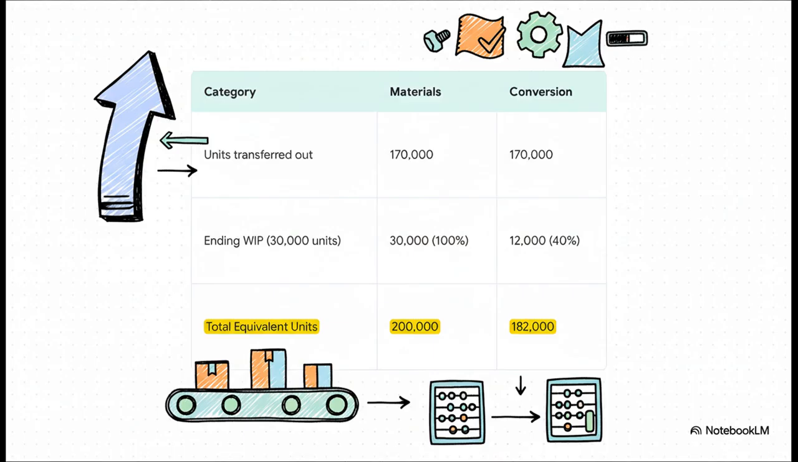For the 170,000 units that were completed and sent out, it's easy. They're 100% done, so that's 170,000 equivalent units for both materials and conversion. But what about the 30,000 units still in process? Well, we know they're 100% complete for materials, so that's a full 30,000 equivalent units. For conversion costs, though, they're only 40% done. So we take 40% of 30,000, which gives us 12,000 equivalent units. Now we just add them up. That gives us our totals, 200,000 equivalent units for materials and 182,000 for conversion.